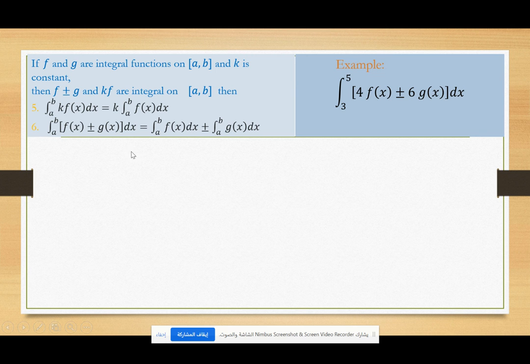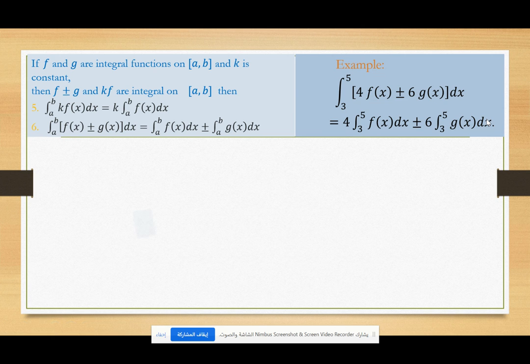Let's have some examples. We have the integration from 3 to 5 of 4 f of x plus or minus 6 g of x dx. You can let the integration go into each term, for the plus and minus, and integrate this alone and this alone. The constant can be taken as a common factor in each. Exactly like that. Equals 4 as a common factor times the integration from 3 to 5 of f of x dx, then plus or minus 6 as a common factor times the integration from 3 to 5 of the second function g of x dx.